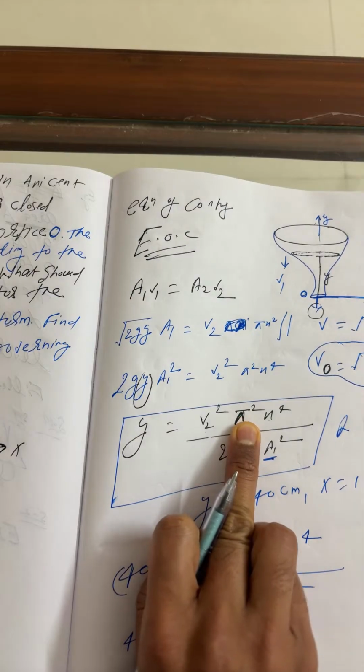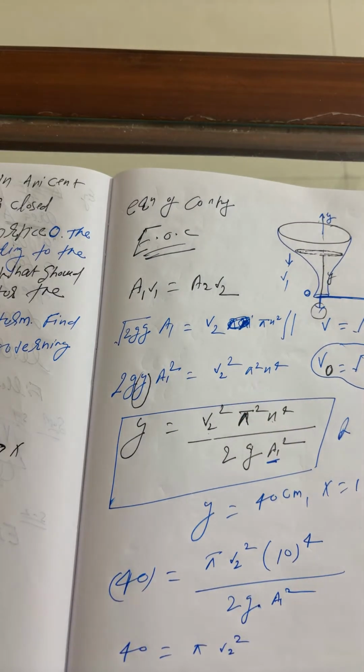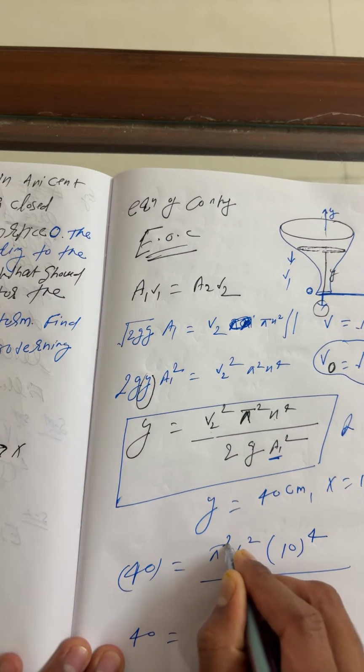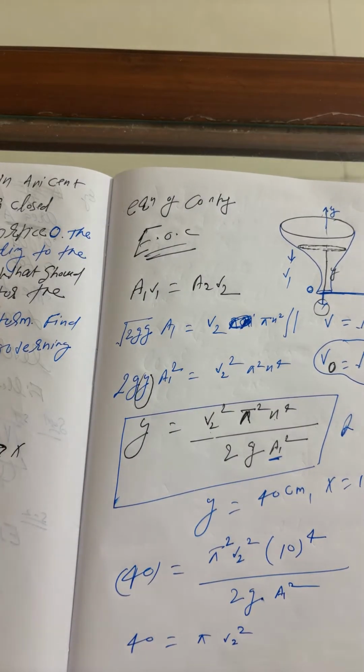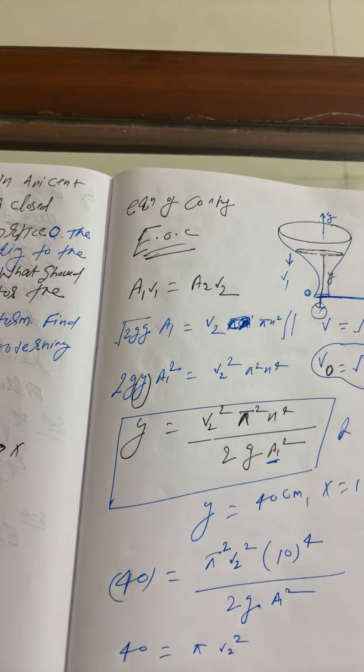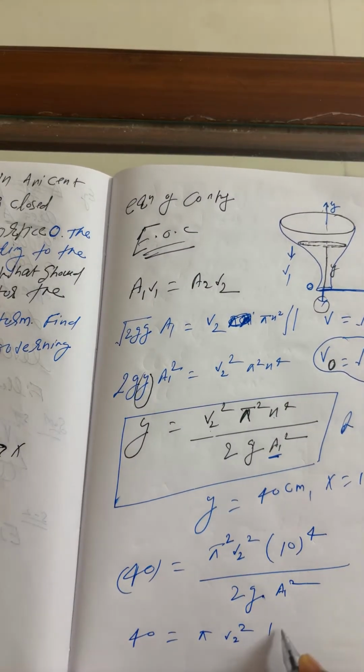I wrote pi square only. You can see this is pi square only. Oh, here. Yes. Correct. Correct, beta. Yes, beta. This is beta. Pi square only. So beta B2 square here.